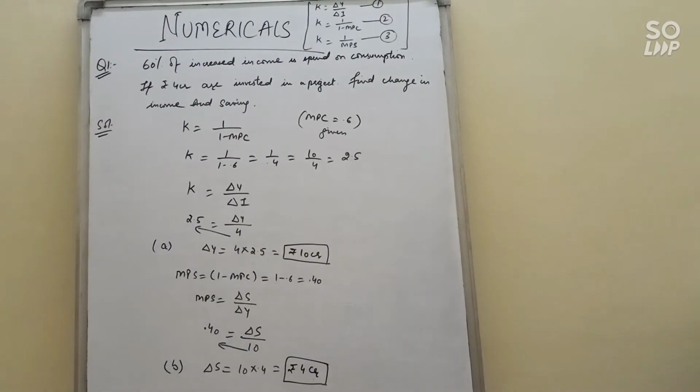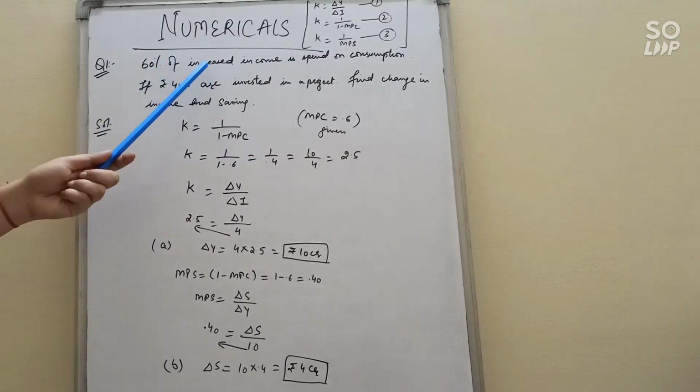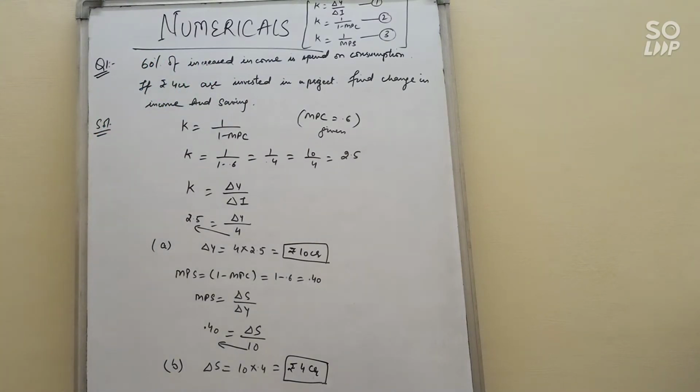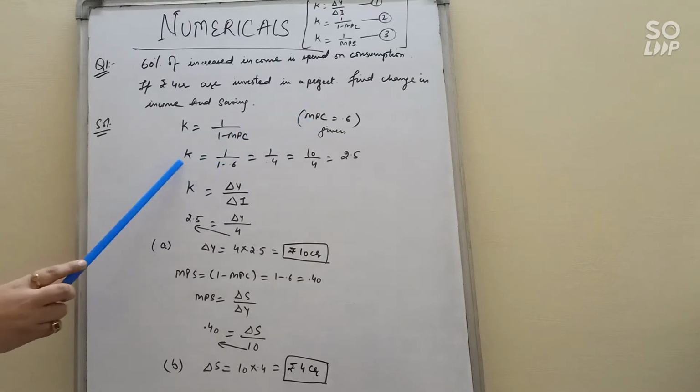First example: 60% of increased income is spent on consumption, that is MPC. If rupees 400 crore are invested in a project, find out the increase in income, or change in income, and saving, meaning both change in income and change in saving. Let's see. We have MPC in the question, so first of all we'll use the second formula. k is equal to 1 upon 1 minus MPC. MPC is given, put the value and calculate, that is 2.5.